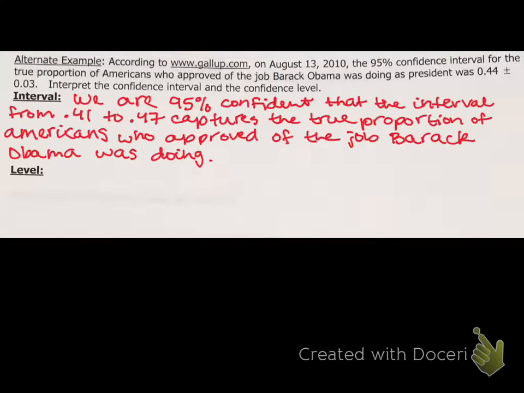All right. Example. According to www.gallup.com on August 13, 2010, the 95% confidence interval for the true proportion of Americans who approved of the job Barack Obama was doing as president was 0.44 plus or minus 0.03. Interpret the confidence interval and the confidence level. Okay, so we're just going to use the fill in the blanks that I just gave you to do this. We are 95% confident that the interval from 0.41 to 0.47 captures the true proportion of Americans who approved of the job Barack Obama was doing. That's how we interpret the interval.